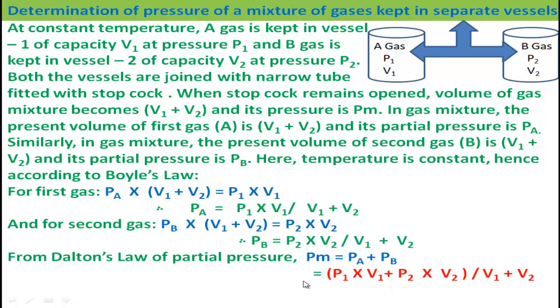So the equation will be Pm equal to P1 into V1 plus P2 into V2 divided by V1 plus V2. Using this equation, we will solve different problems based on Dalton's law of partial pressure. Let's see problems based on Dalton's law.